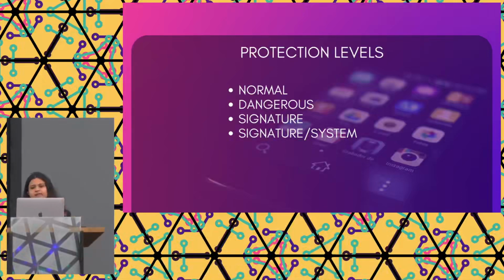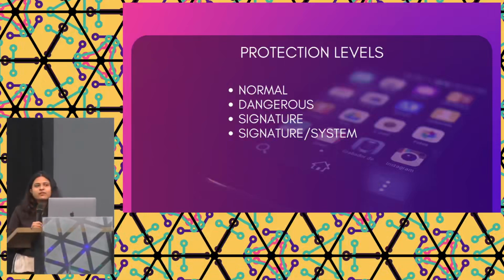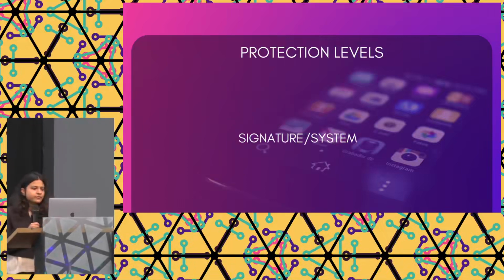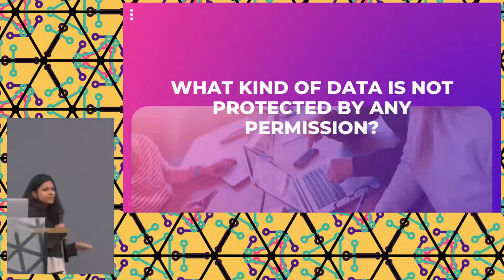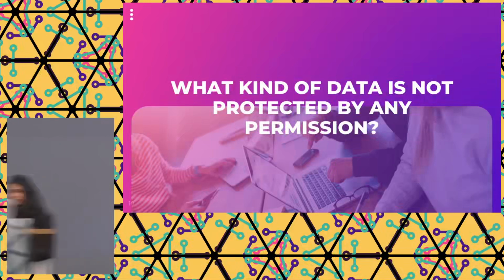And then there are others like signature or system. These are usually very restricted permissions. Not every app can define them, and there are usually signatures involved, or the app needs to be in the system. So usually system apps or custom apps of the OEMs use those kinds of permissions. But I was not interested in data collected after defining these permissions. I was interested in data collected without defining any permission on Android.